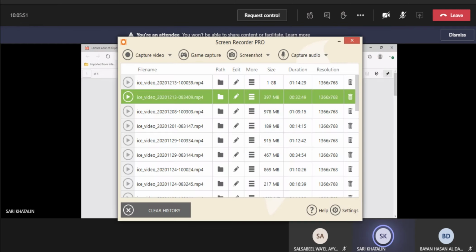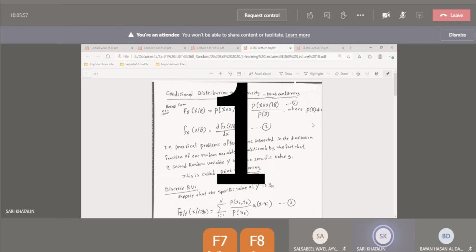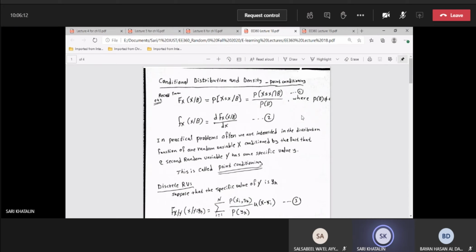Let's begin the lecture. Today, inshallah, we're going to finish chapter 4, and also begin talking about chapter 5, as we mentioned before. As far as chapter 4, in the last two lectures we talked about the joint CDF, joint PDF, and how we derive the marginal CDFs and PDFs from the joint PDFs. And today, as I mentioned before, chapter 4 is kind of short.